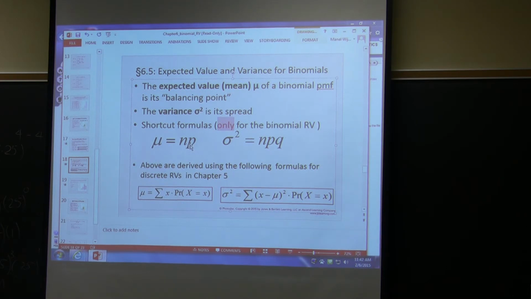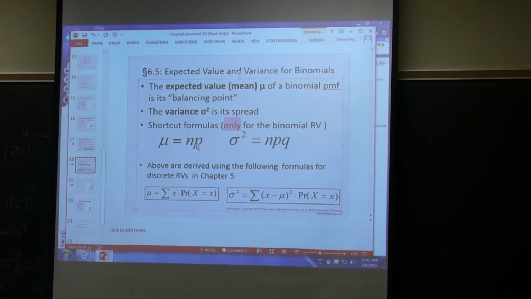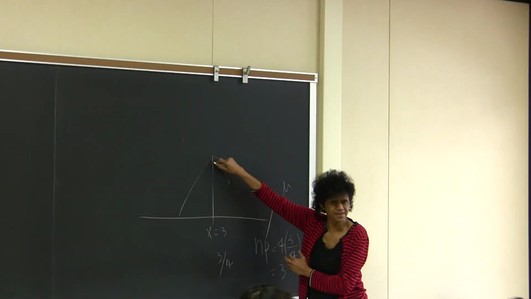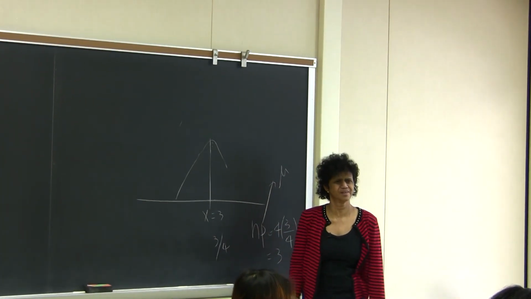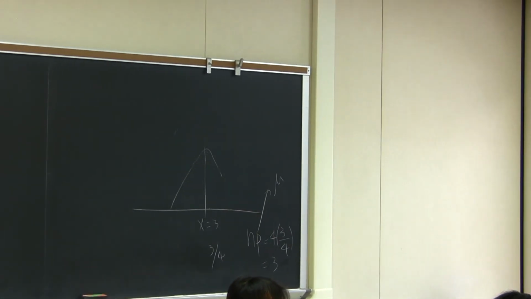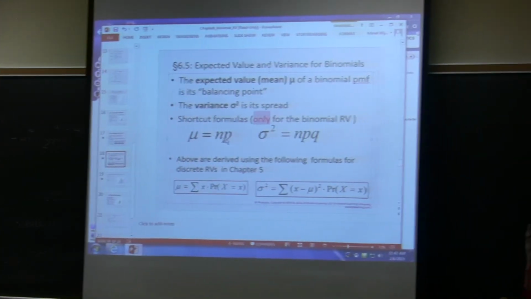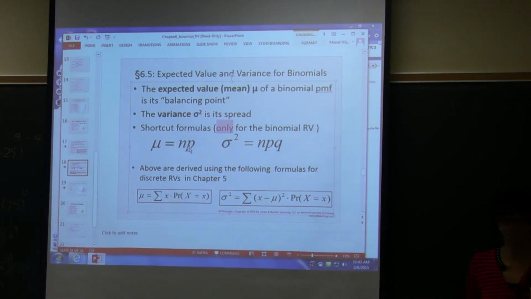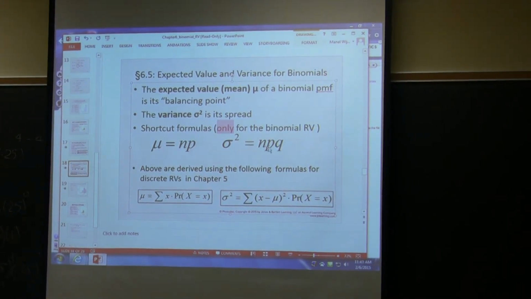See, np, so this is mu. So on the average, you will expect about 3 patients to get well out of 4 patients who are given the treatment. That is why the peak, the probability, is highest when x equals 3. Does it make sense? X equals 3 has the highest chance. You see, it agrees with our intuition, doesn't it? Okay, so these are the two formulas for binomial.